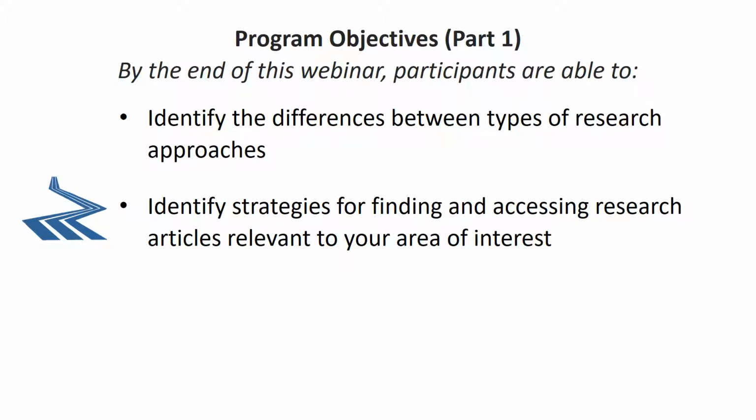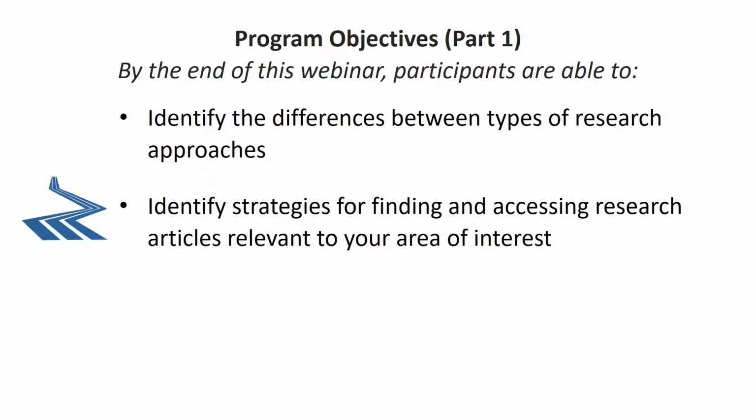To review the objectives, at the end of the webinar, participants could identify the differences between types of research approaches, and were able to identify strategies for finding and accessing the research articles that were relevant to your area of interest. If you haven't seen part 1, I do recommend that you watch that first. Now, I know it's about 30 minutes as a video, so prepare for that in advance. If you haven't seen it, or you don't want to take the time now, or if you're more advanced in your research literacy, then the invitation stands to visit that video when you can.